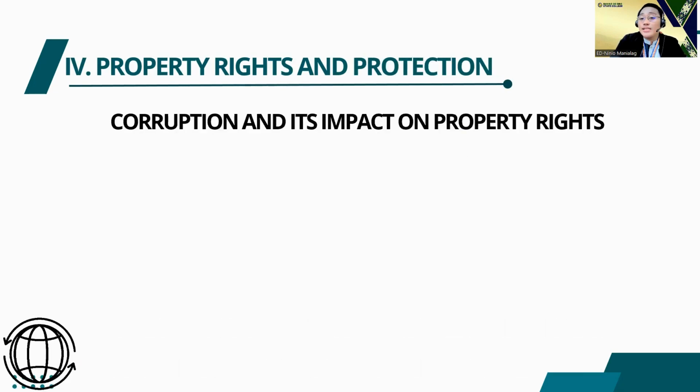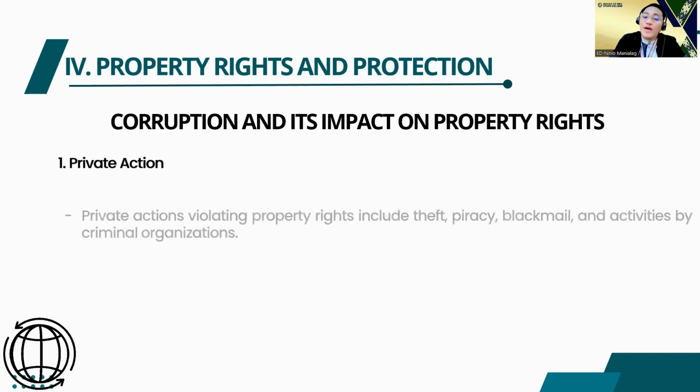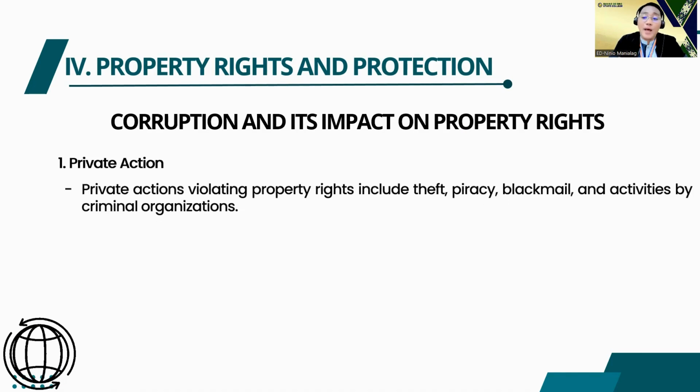Next is corruption and its impact on property rights. Let's take a look at private action. Private actions violating property rights include theft, piracy, blackmail, and activities by criminal organizations. A weak legal system can exacerbate these issues, as seen in post-communist Russia, where businesses faced threats from organized crime, like the Russian mafia, due to inadequate legal and police systems.